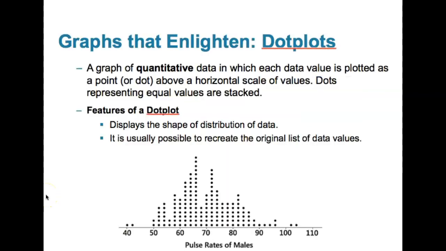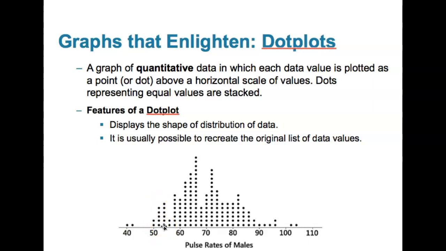A dot plot is a graph that shows quantitative data values as plotted points along a horizontal scale. This particular dot plot displays pulse rates of males. We can see that pulse rates range from 40 to about 104 beats per minute. Each interval of 10 is divided into 5 segments. We can count how many subjects had a particular pulse rate because each dot represents a subject. 1, 2, 3, 4, 5 people had a pulse rate of 52, and so on.